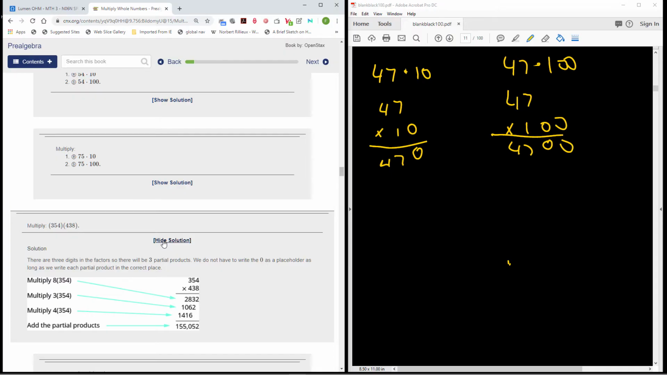Now they have another 3-digit one here. So they have 354 times 438. 4 times 8 is 32. 5 times 8 is 40, plus 3 is 43. Three times 8 is 24, plus 4 is 28.